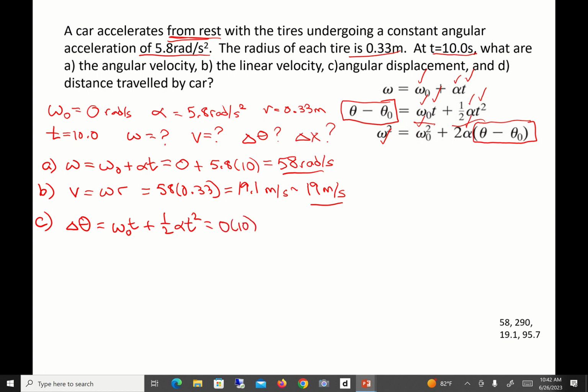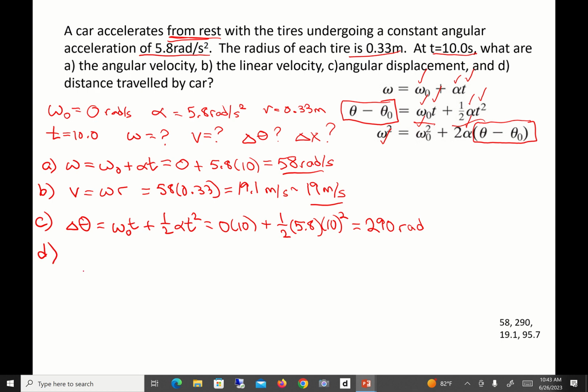0 times 10 plus 1/2, alpha is 5.8, times 10 squared. And I get 290. And what are the units? Well, the units for distance is radians. Okay, so it's 290 radians that the car tire has rotated through.